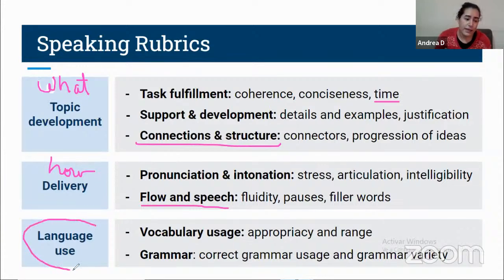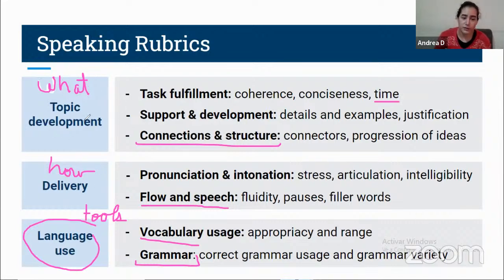And the last one, language use, has to do with the tools that you use to help you express those ideas. This is all about vocabulary: the words that you're using, how appropriate they are, how extensive they are, how complex they are maybe, and also the grammar that you use. If you're making some grammar mistakes here and there, if you're showing grammar variety. So that is basically what they're looking for, okay?